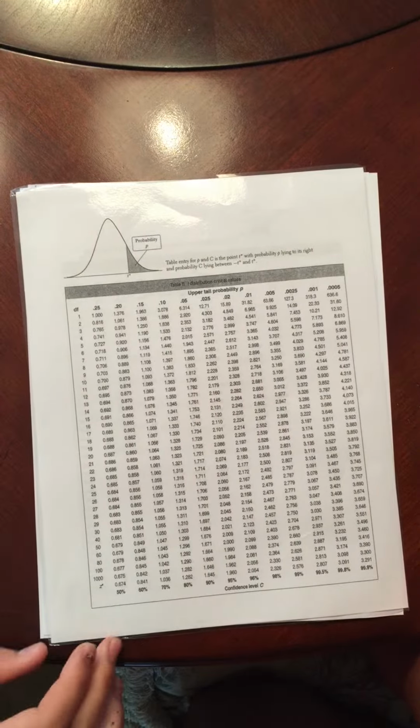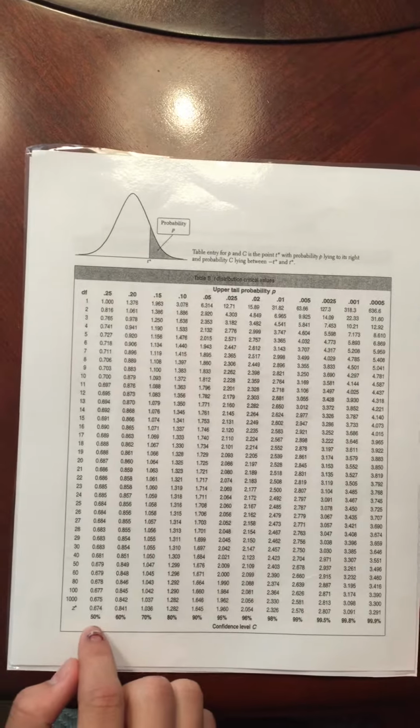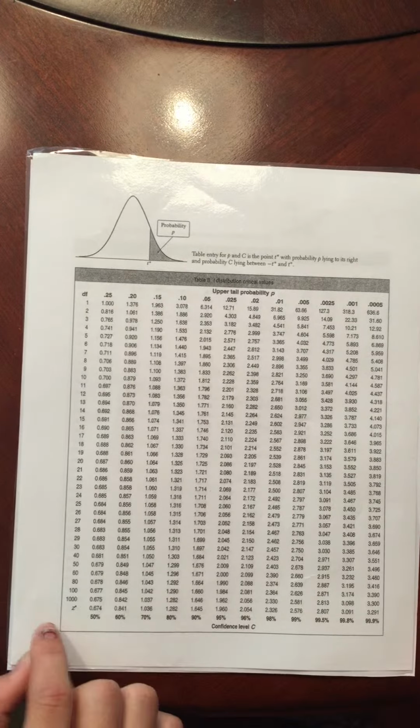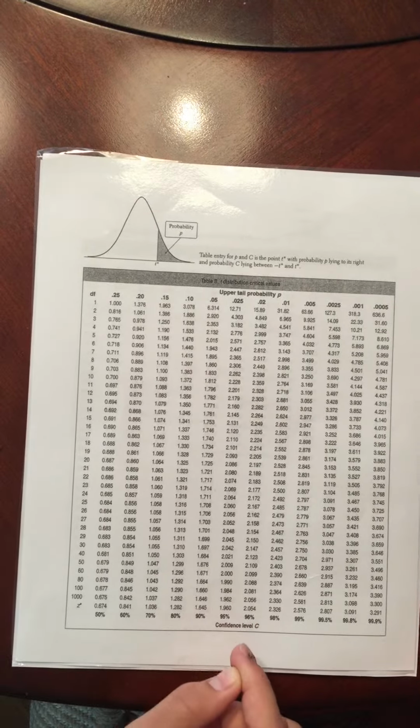To find z star, you need to use table B. So you go across the bottom to find what confidence level you are looking for, and then just go up to find the value that goes with it.